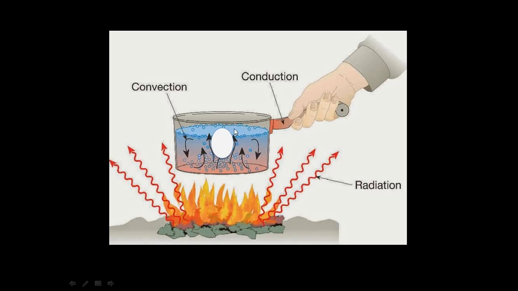So the molecules on the outside are conducting heat from the water. So the outside molecules get hot. And that heat travels through conduction closer and closer until the whole egg is cooked. So even though the pot itself is convection, anything that you heat that's a solid always has to be conduction.